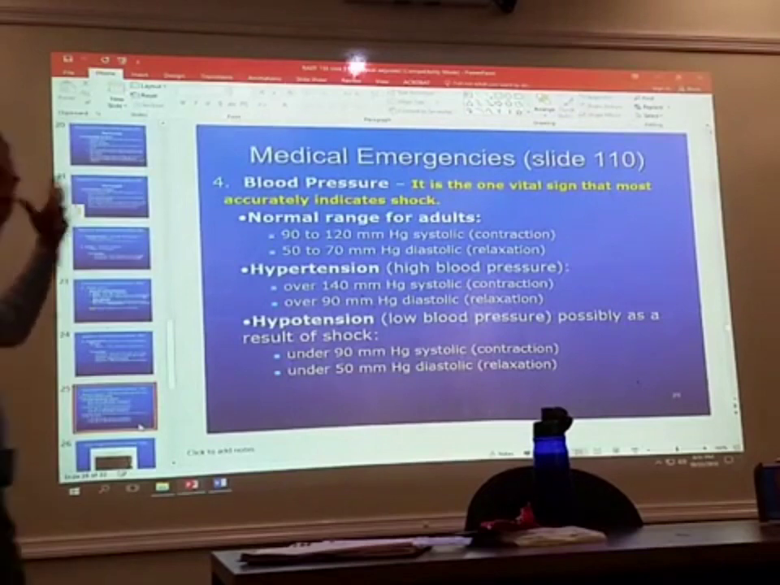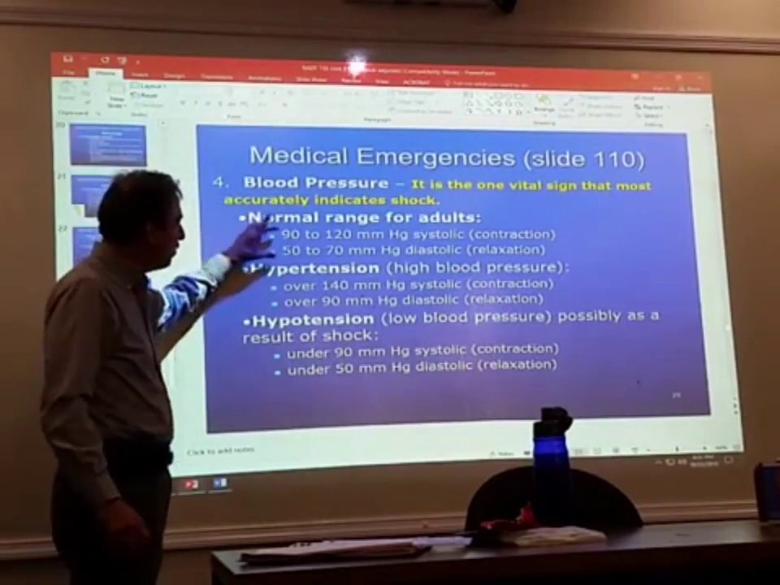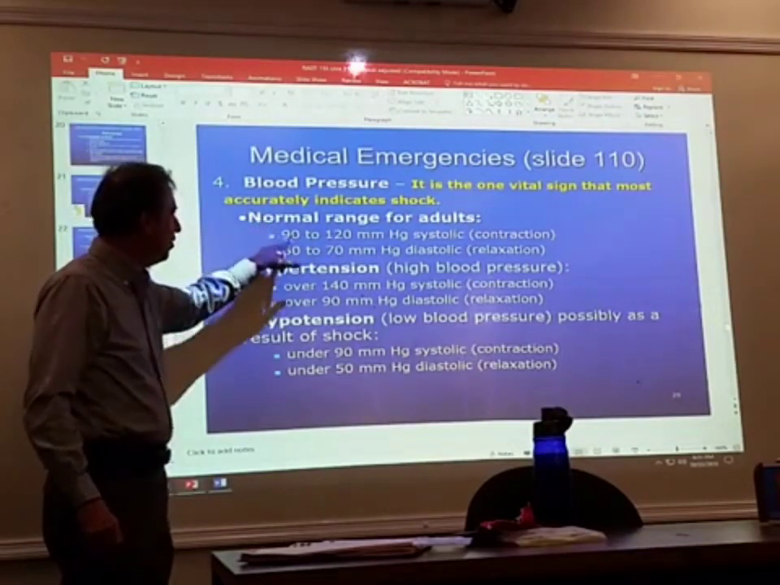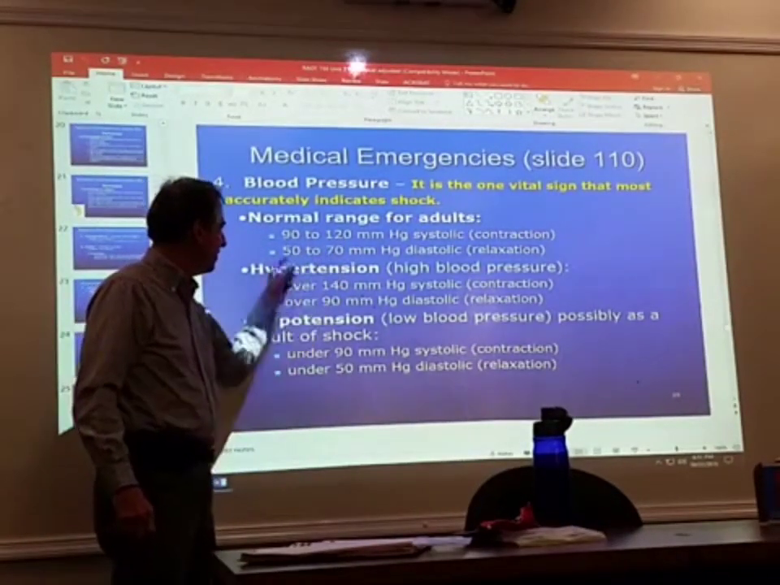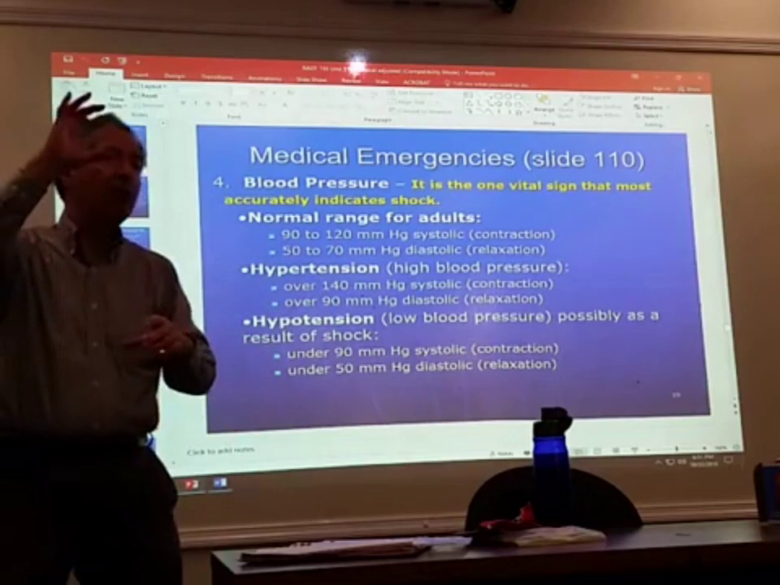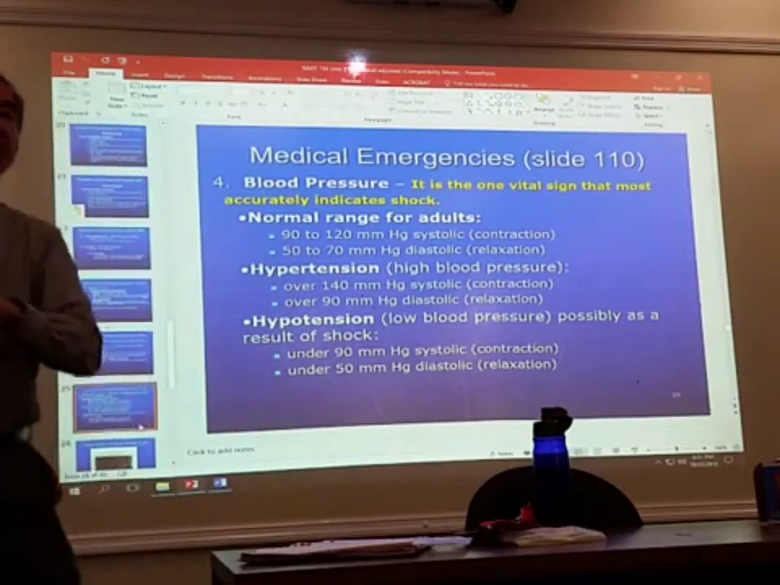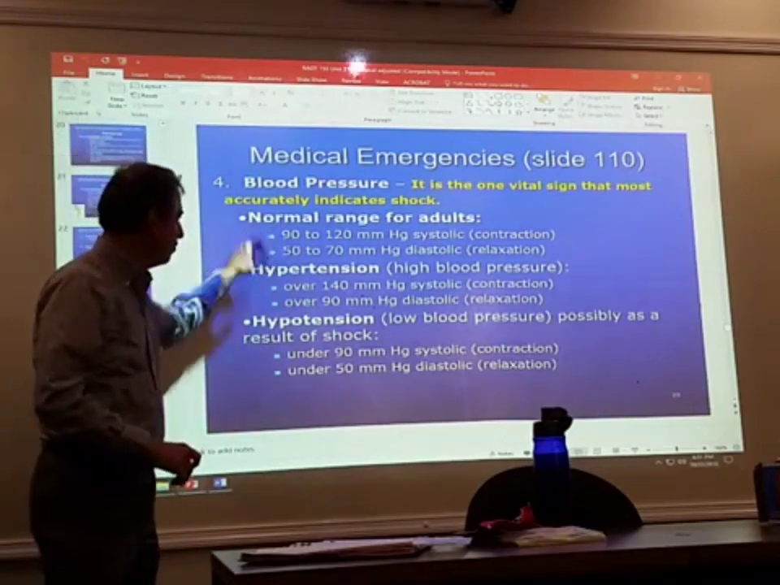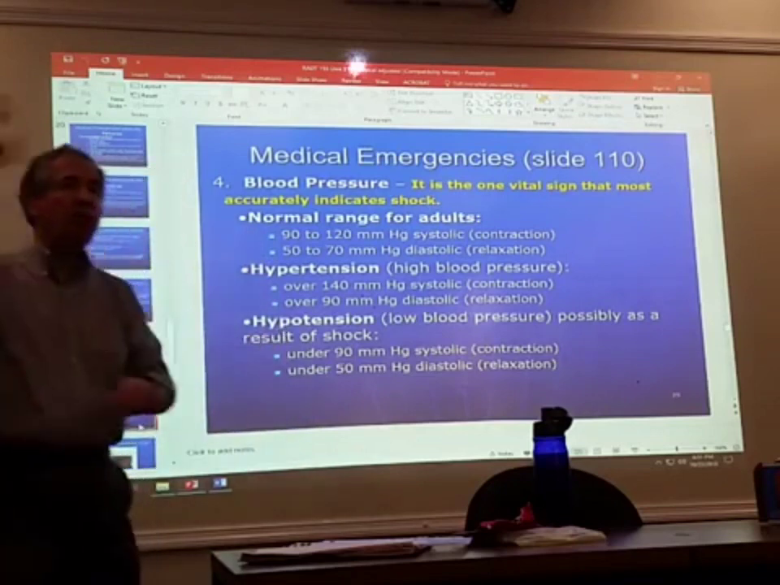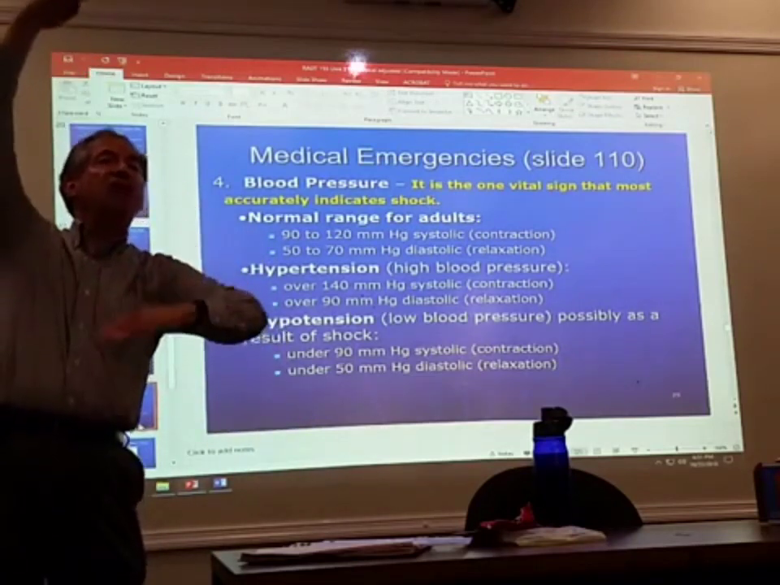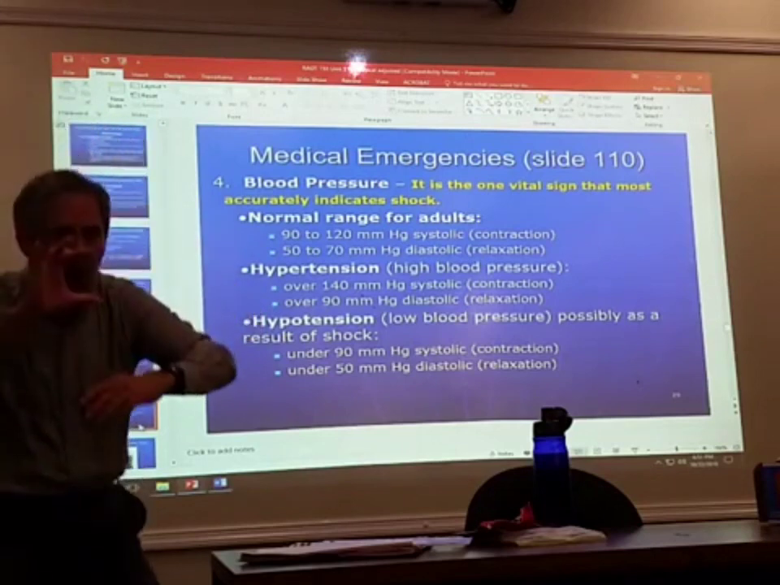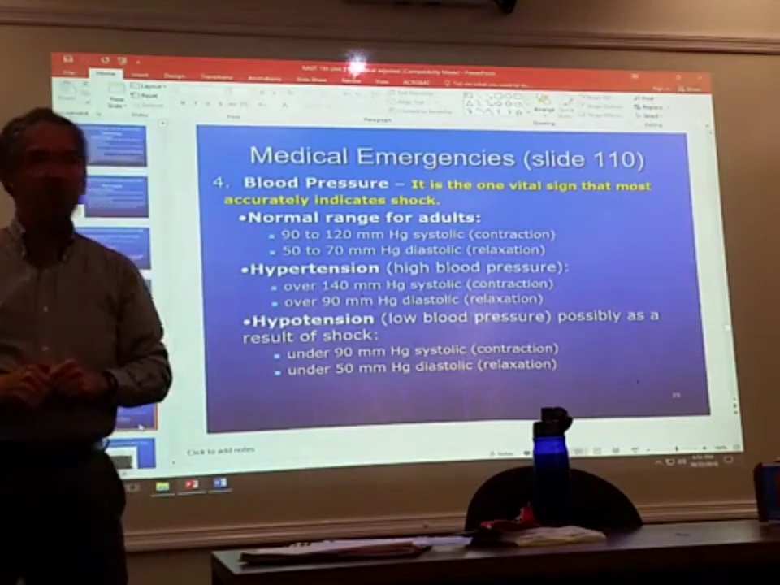So the blood pressure is, again, the key one. So this is going to be your normal range. Your systolic is going to be 90 to 120. Your diastolic is going to be 50 to 70. So if you have high blood pressure, everything rises as a unit. Both of these numbers will rise here. If you have low blood pressure, everything lowers as a unit. It doesn't mean that the range expands. Everything as a unit goes down. Does that make sense? Okay.